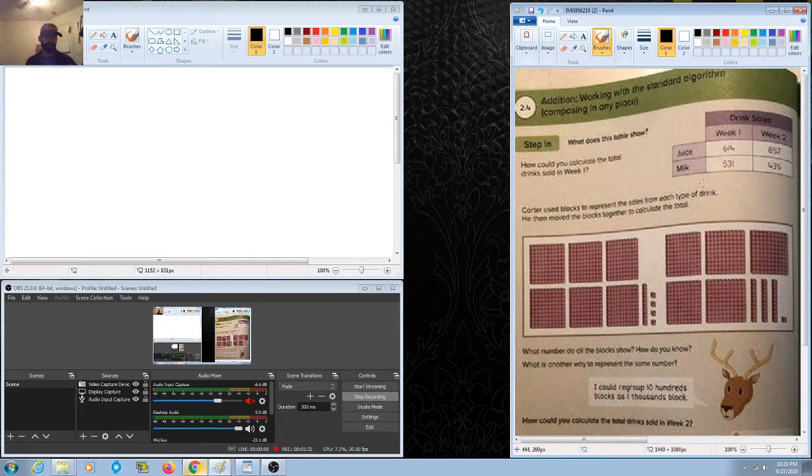So since it accounts for 30, we have 3 representing 30 in the tens place, because 3 groups of those 10 blocks is 30. And then the same thing with the hundreds place. Those 10 by 10 grids each represent a group of 100, but since there's 5 of them, there's 500.